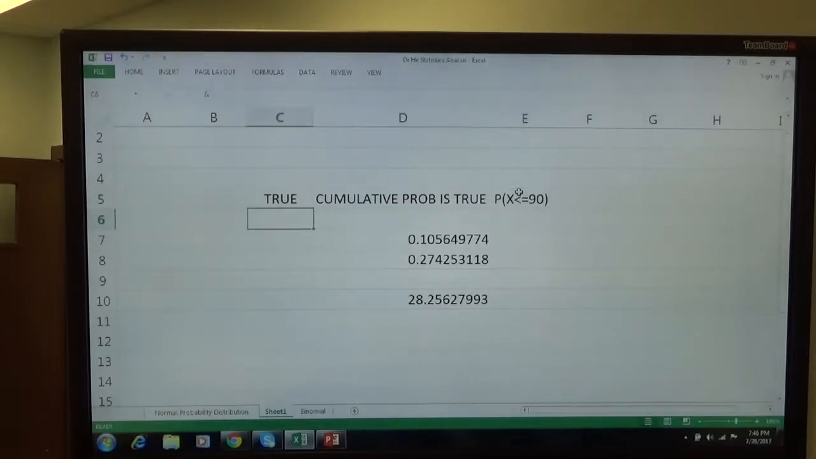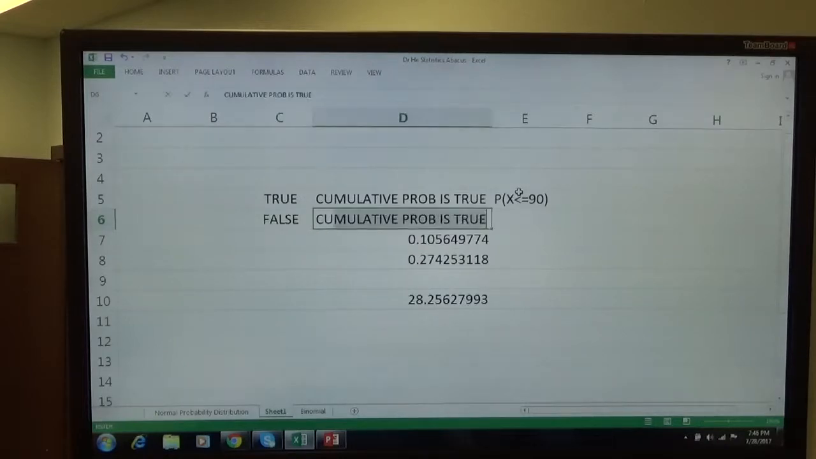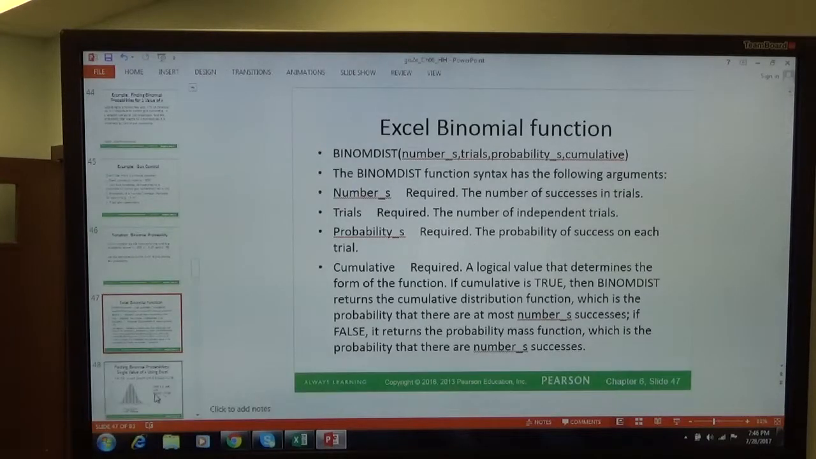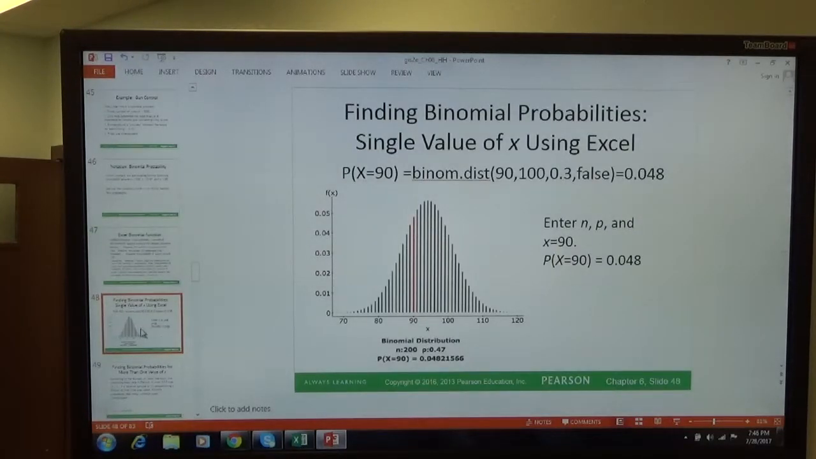But if you select cumulative is false, so cumulative is not true, then that's the probability of x is equal to 90. You see the difference? Okay, clear. So let's take a trial.